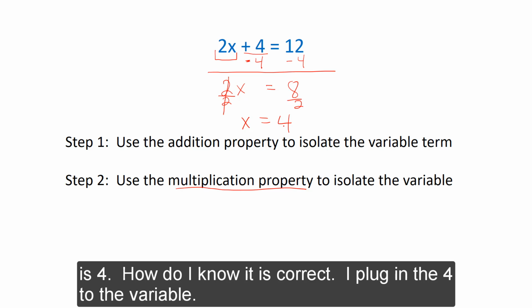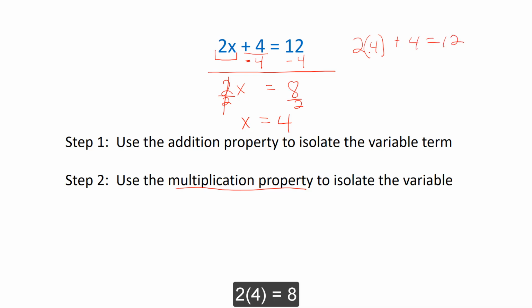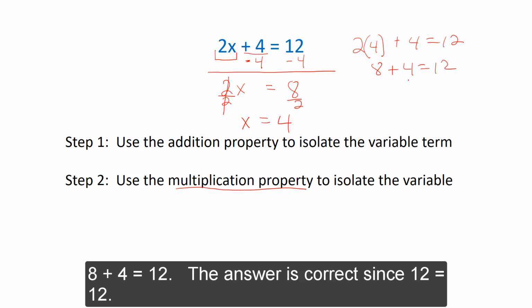How do I know the answer is correct? I can always plug it in to the original equation. So the original equation was 2 times x, which we have claimed that x is now equal to 4, plus 4 is equal to 12. 2 times 4 is 8. Plus 4 is equal to 12. 8 plus 4 is 12. 12 does equal 12. The answer checks correct.